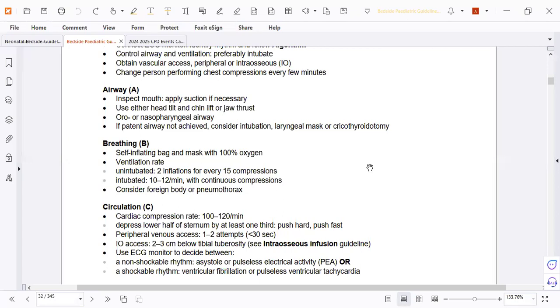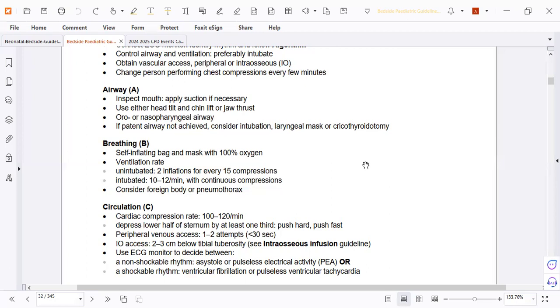All right. If the patient's airway is not achieved, consider intubation, laryngeal mask, or cricothyroidotomy. Okay. So whether you start with intubation, you put a laryngeal mask, or your final decision is using a cricothyroidotomy, that's your last choice.